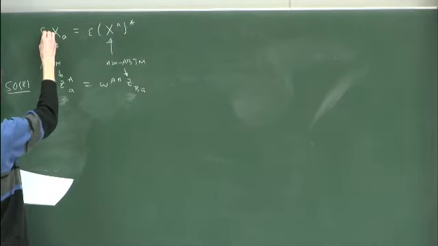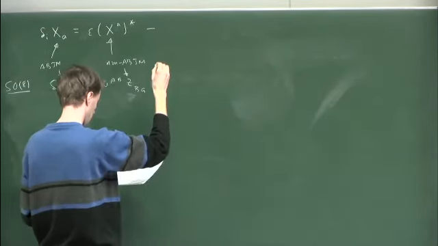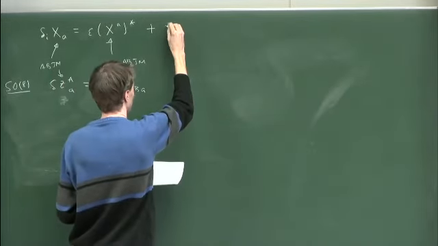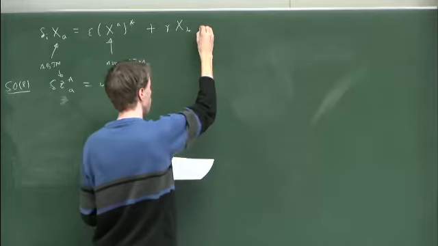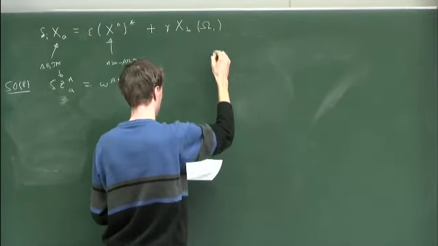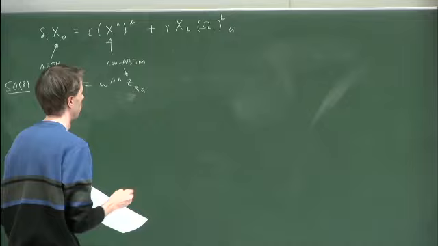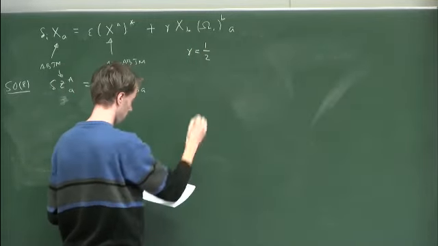Now I want to show that this can never be a symmetry variation unless one also adds some term where gamma has to be chosen to be 1/2.